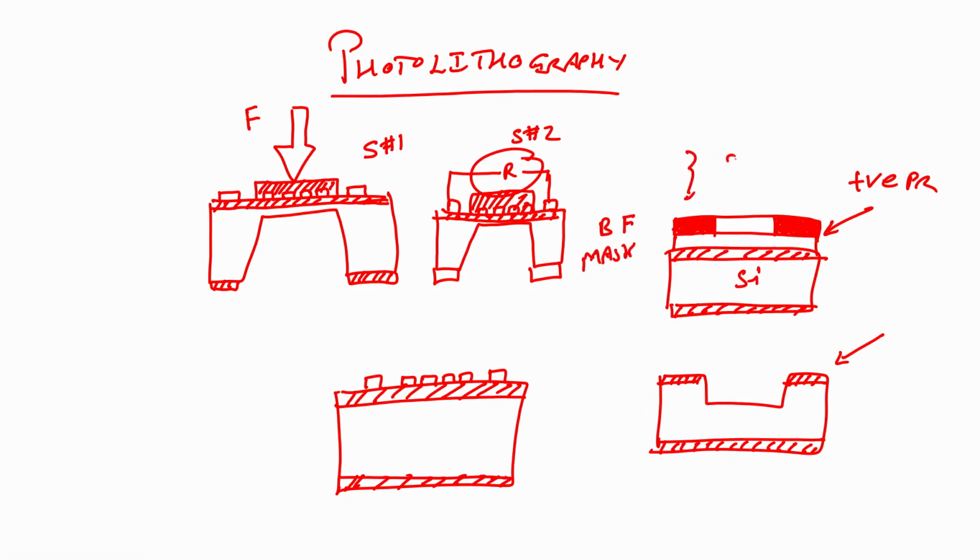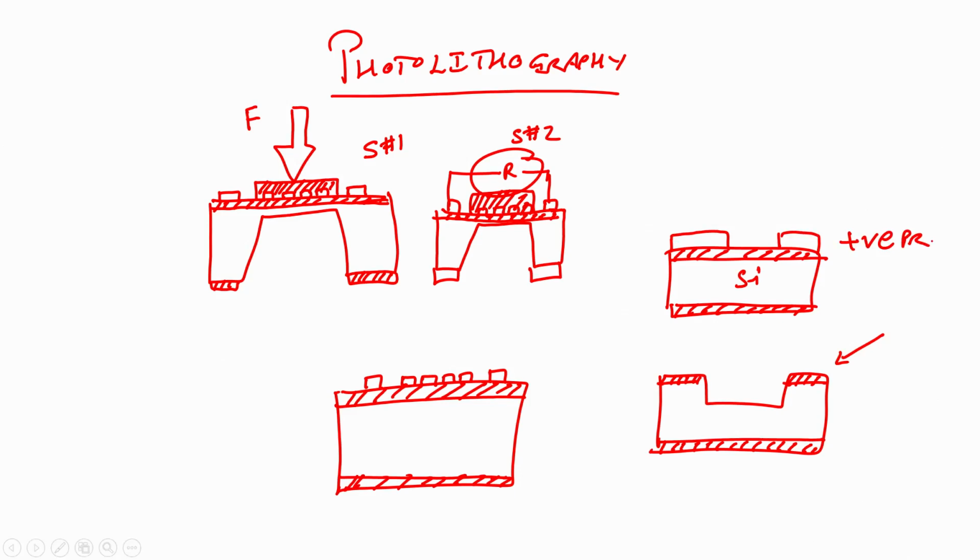Then we will expose the wafer with UV light. After that, we will develop the wafer. When you develop the wafer, the photoresist will stay in this area, because this area was not exposed and this is a positive photoresist, correct.